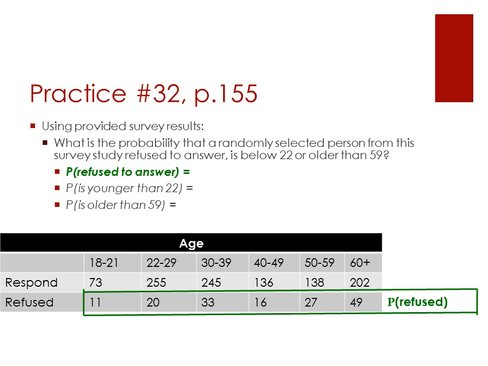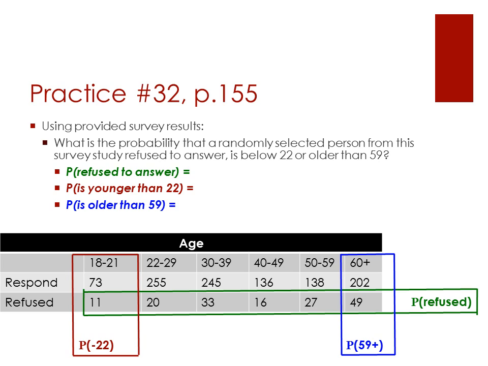And again, I strongly suggest that before you get started, you take whatever data you have and put it in a table like this so that you can mark it up appropriately to go through these steps visually. So we have probability refused, probability younger than 22, and probability older than 59. Here are the three different ones that we're going to be looking at, and we're interested in the possibility of selecting anybody who is any one of these.